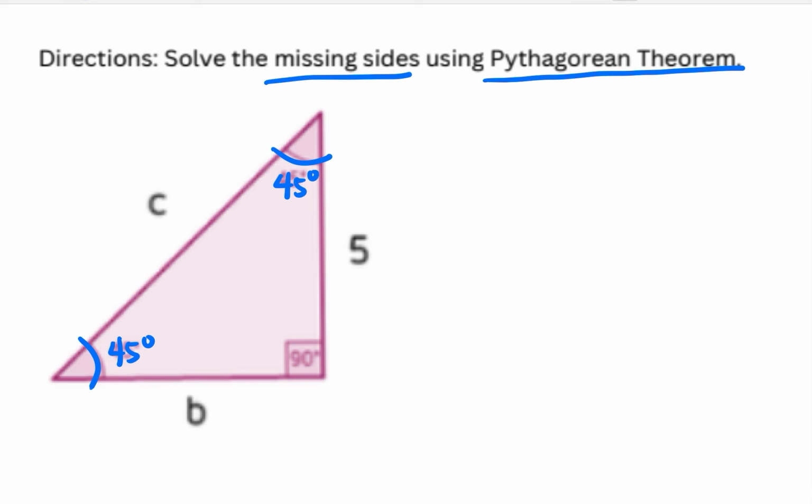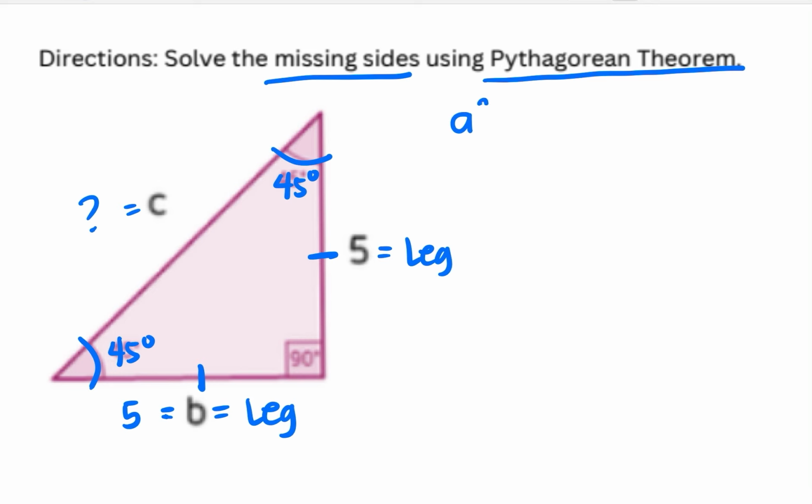When these two angles are 45 degrees, we are dealing with an isosceles right triangle, which means that the legs, these two sides right here, are equal to each other. So I'm going to label them with leg. Therefore, the base at the bottom is going to be equal to 5. Now, our goal is to find C. How do we find the value of C? We're going to use the Pythagorean theorem.